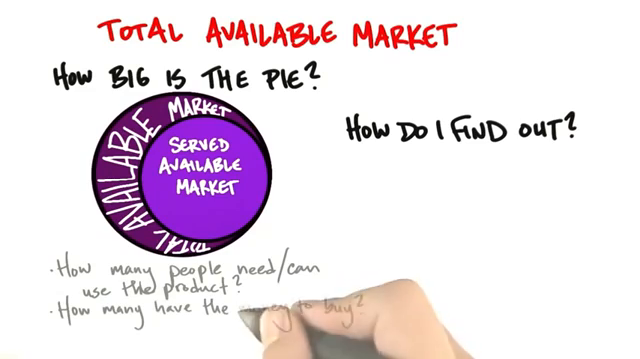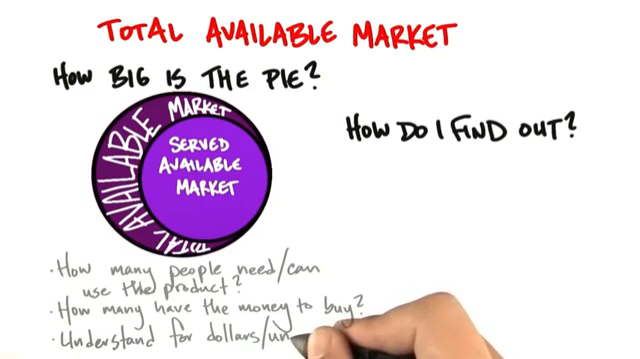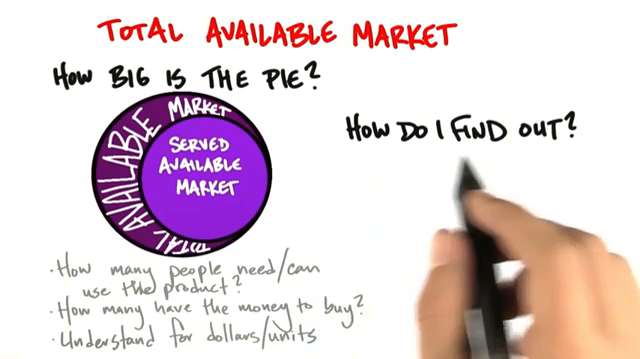And how many people have the money to buy the product? That is, are you a 99-cent product or are you a $99 product? Now you're narrowing the market based on pricing or availability. And you want to do some thought experiments, like how large would the market be in dollars if they all bought? If everybody in the served available market bought, how large would this be? This is your first test to say, oh, or wow. And you want to understand this both for dollars and units. And how do you find out?